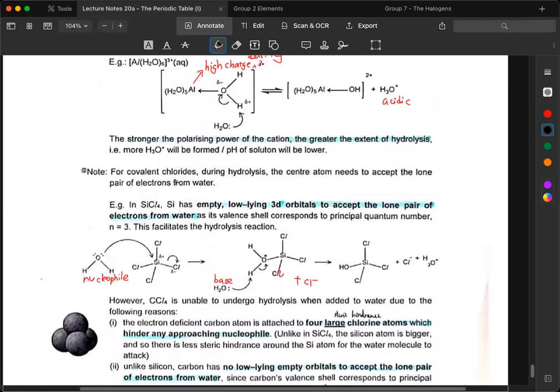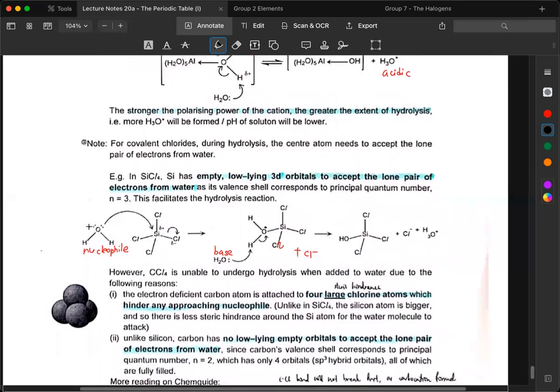For covalent chlorides during hydrolysis, the central atom needs to accept the lone pair electrons from water. So in SiCl4, silicon has a low-lying 3d orbital to accept the lone pair electrons from water, as its valence shell corresponds to principal quantum number 3. So this facilitates the hydrolysis reaction. So you have nucleophilic attack, and then you release Cl minus out. Then the water nucleophilic attacks again, releases this, and then you form H3O+.